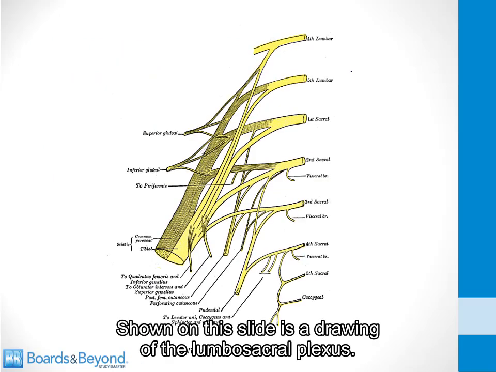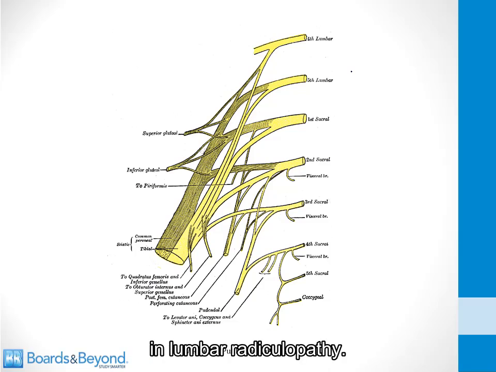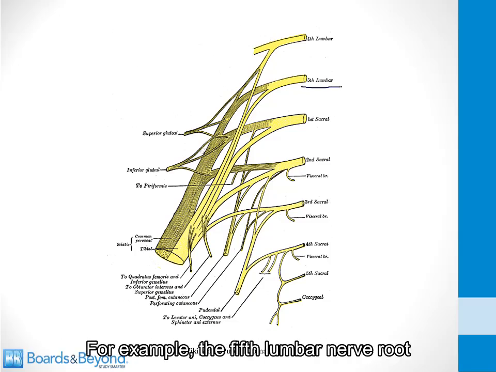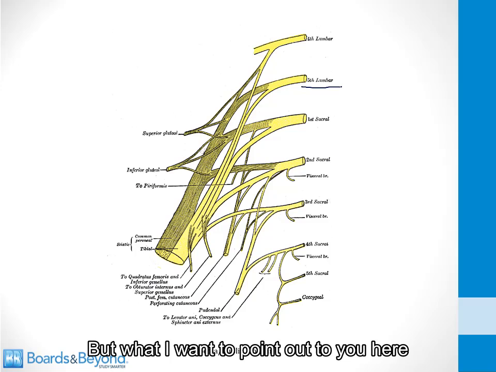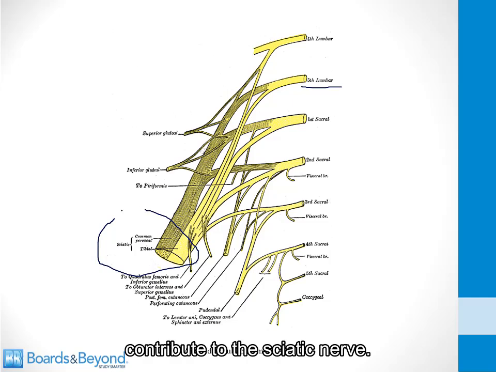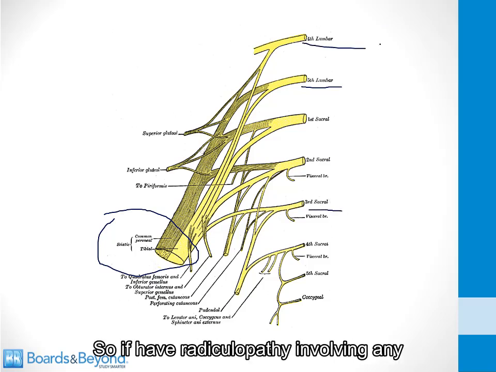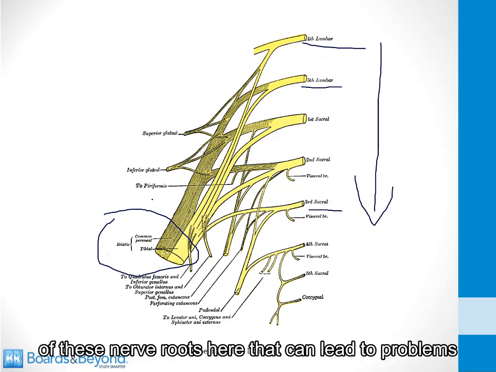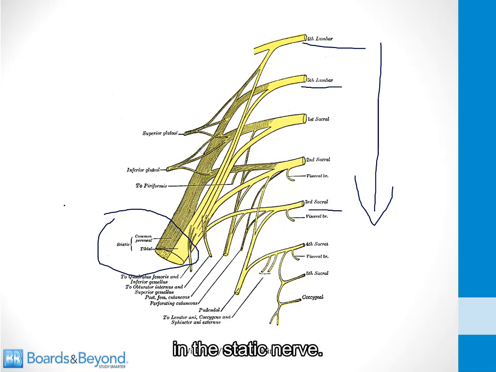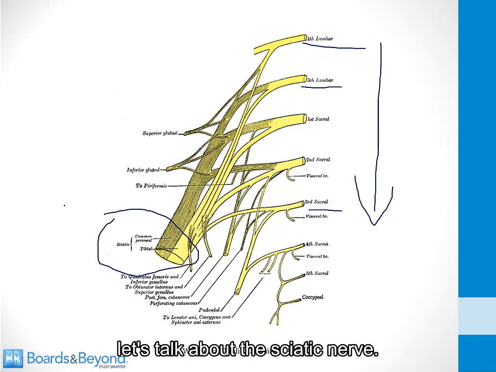Shown on this slide is a drawing of the lumbosacral plexus, and this drawing shows the nerve roots that are involved in lumbar radiculopathies. For example, the fifth lumbar nerve root is one of the most common nerve roots to develop a lumbar radiculopathy. But what I want to point out to you here is that many of the nerve roots in the lumbosacral spine contribute to the sciatic nerve. It's the largest nerve in the body, and it derives from nerve roots from L4 all the way down to S3. So if you have a radiculopathy involving any of these nerve roots here, that can lead to problems in the sciatic nerve. So before we get into specific nerve root radiculopathies, let's talk about the sciatic nerve.